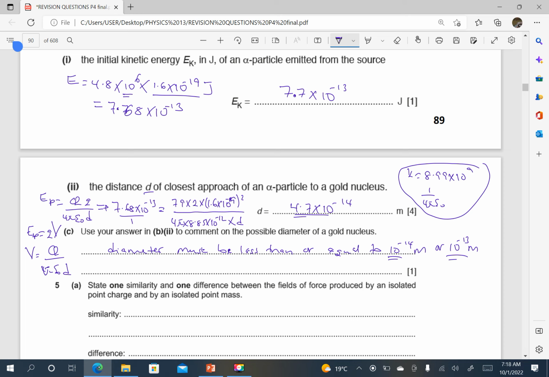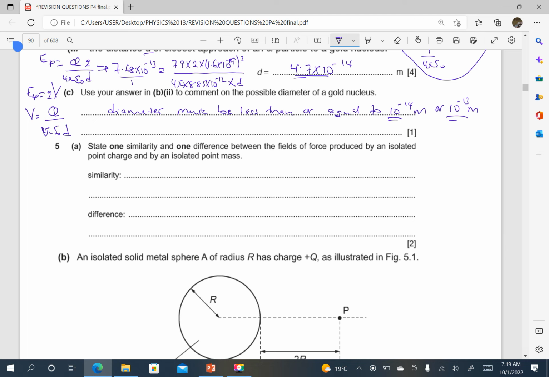And of course, we have theory from AS at the back of our mind that the diameter of a nucleus is approximately 10 power negative 14 meters. The diameter of an atom is approximately 10 power negative 10. So at least we have the theory at the back of our minds. So when they said comment, this is my comment. The diameter must be less than or equal to 10 power negative 14 if this is how close the gold nucleus and the alpha particle can come. So the diameter must be less.